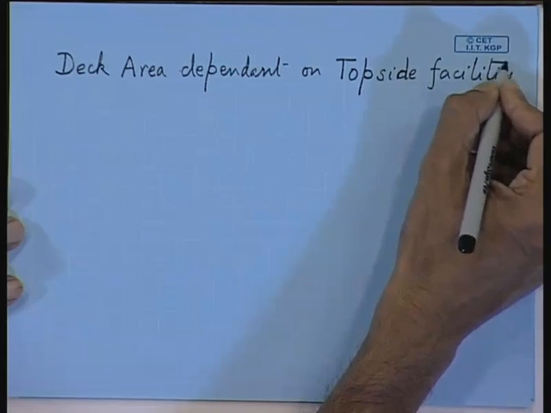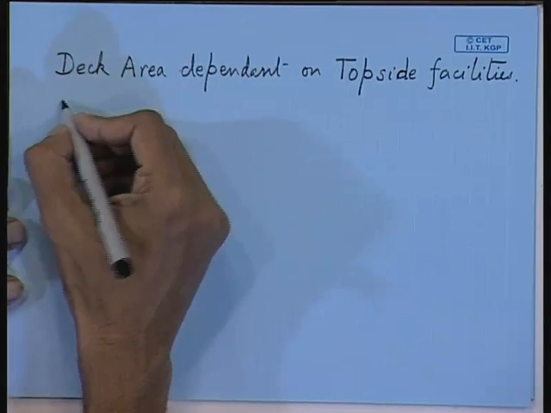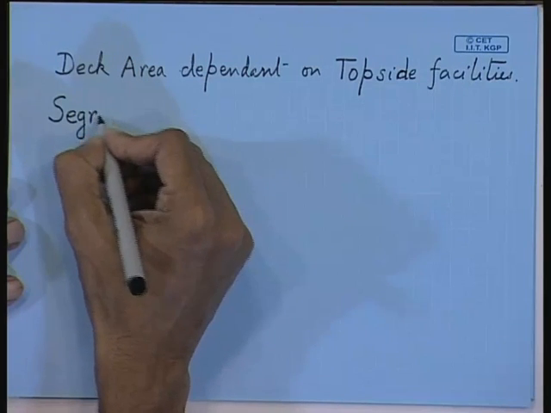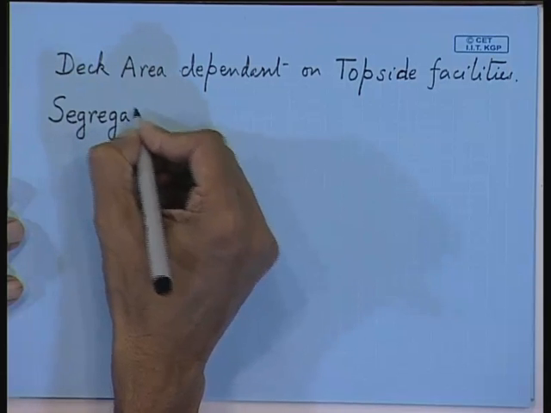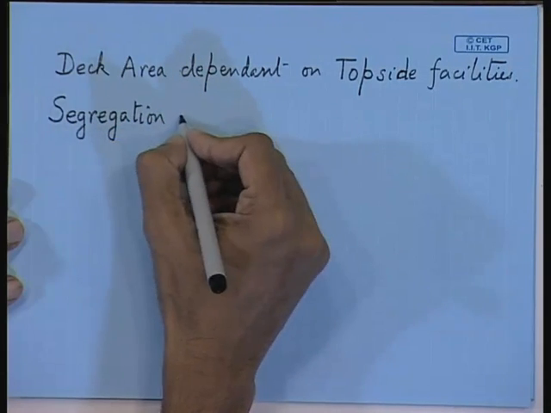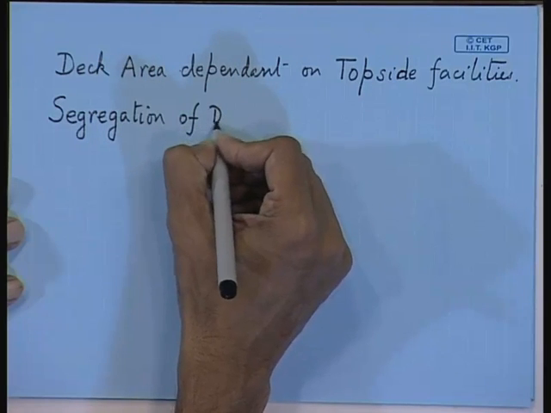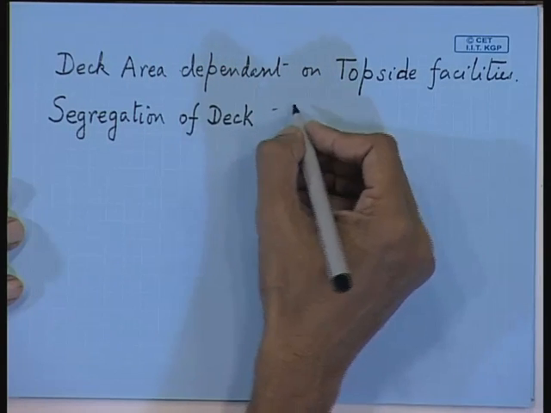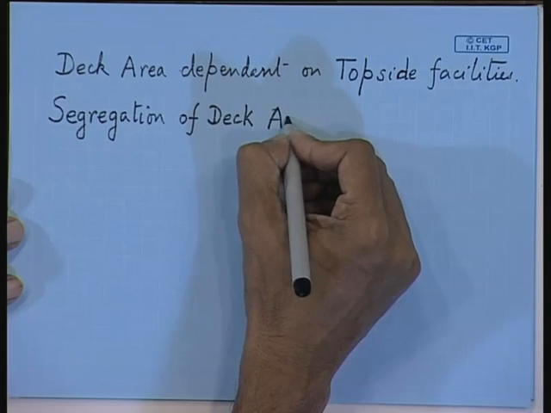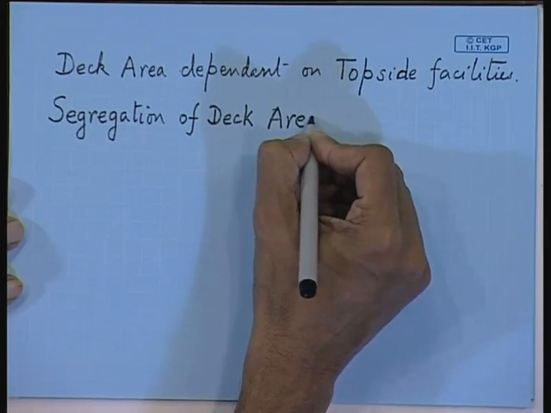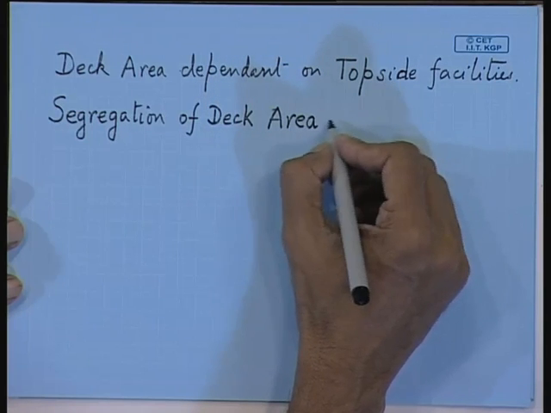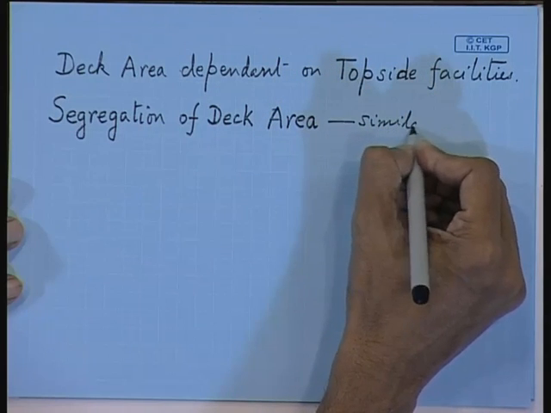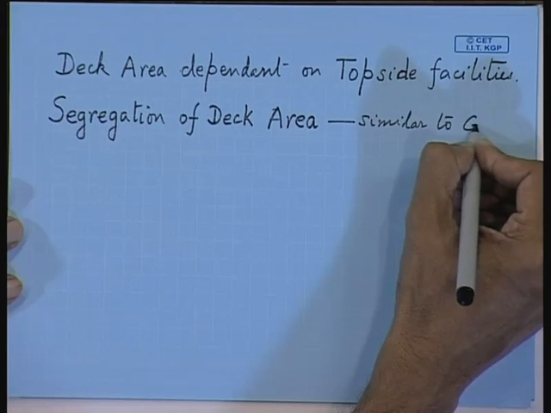Now what are these topside facilities? So this is basically based on segregation of deck area. Now this is similar to your ship general arrangement drawing. So whenever you are designing the deck area of an offshore platform, what comes to your mind is your GA drawing, similar to GA or general arrangement drawing of ships.